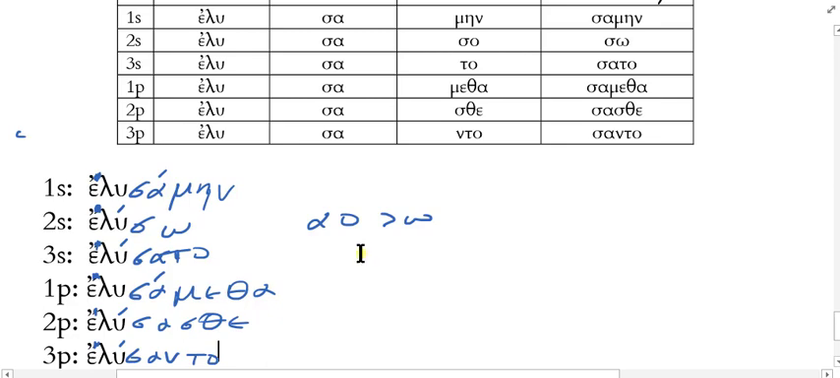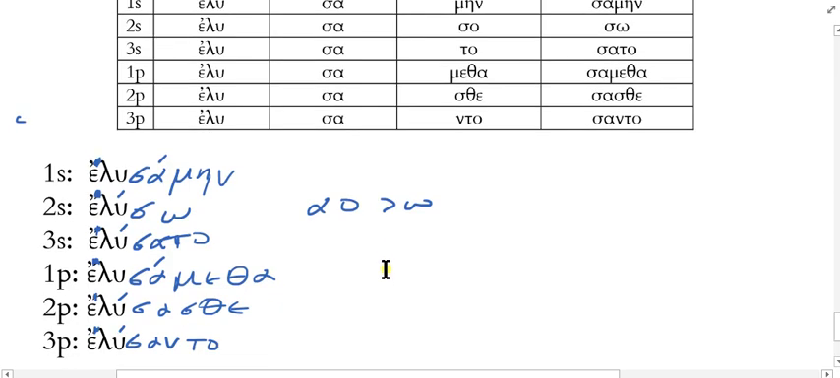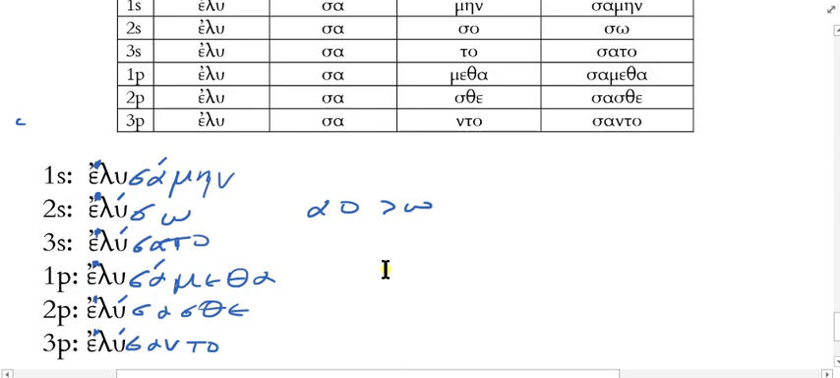Go ahead. I know it sounds better when we add the nu to the sa, but why do we add the nu sound there instead of keeping it with the ta? I know that would sound weird, but why don't we say it elusa nta? Well, okay. The ending is nta, but if you were syllabifying this, where would you draw your line?